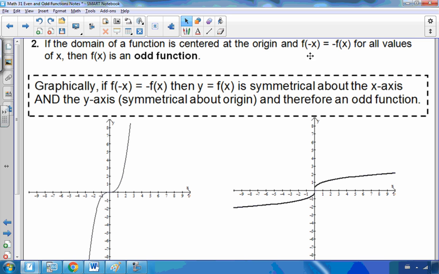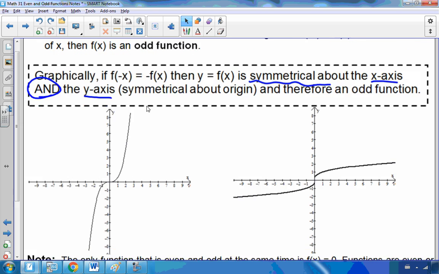In other words, if we take a function that has been reflected in the y-axis and it is the same as the function reflected in the x-axis, I can say that those are odd. They are symmetrical about both. So if I have a graph f of x that is symmetrical about the x-axis and the y-axis, or another way of saying that is symmetrical about the origin, then I can call my function odd.